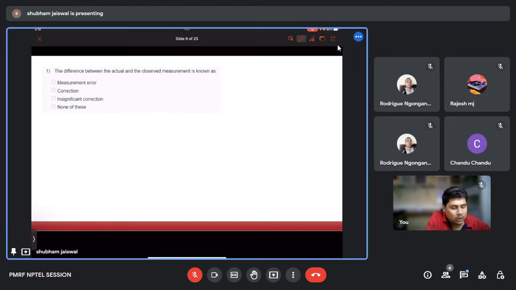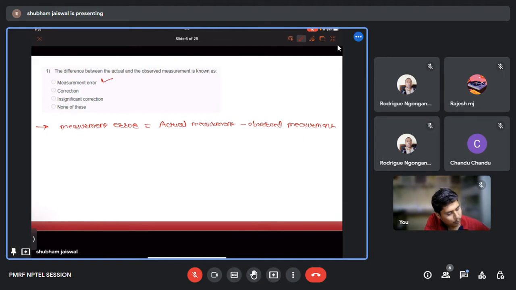Okay. So, as we have seen, the difference between the actual and observed measurement is known as measurement error. So it's the direct question. Measurement error is nothing but the actual measurement minus observed measurement. So this answer will be the correct one.